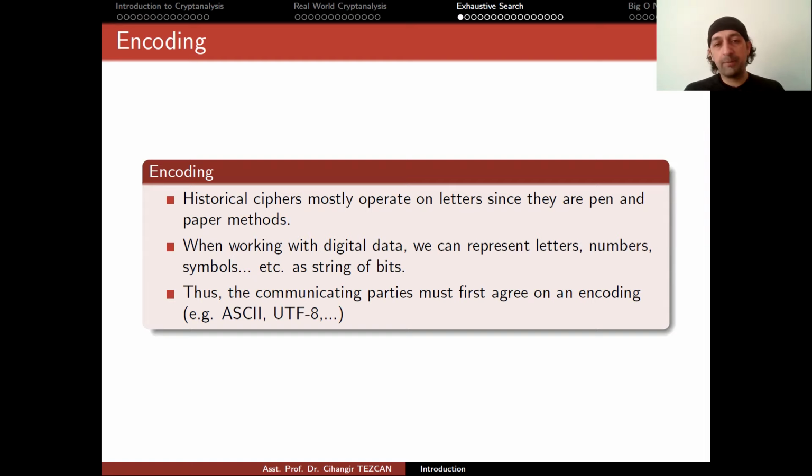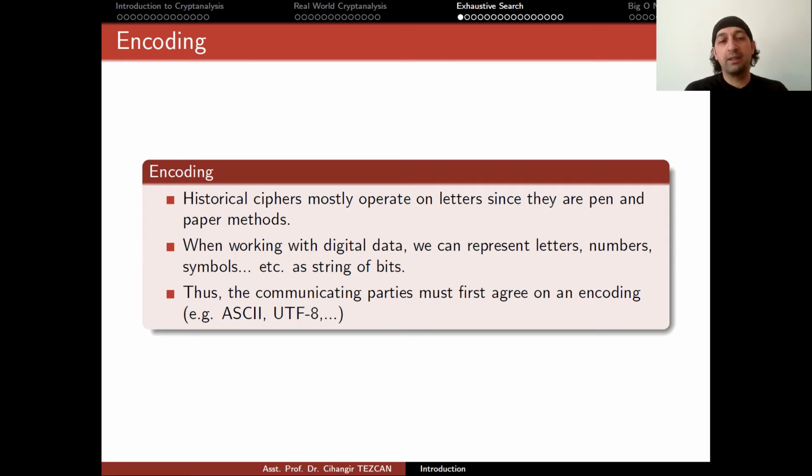Since we are living in a digital world, as I told you, now we are actually dealing with bytes, but all of those bytes are represented by bits. So now we represent characters with bytes or bits, let's say. In the previous example, we worked on letters because we were using the alphabet and punctuation marks and so on. But now in the digital world, we have more than letters or numbers. So we have to agree on an encoding so that the communicating parties can understand each other. There are some encoding methods.